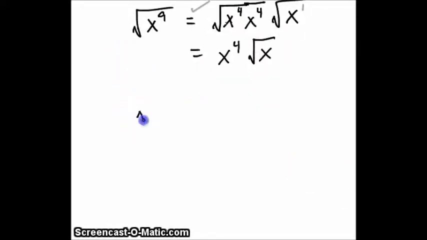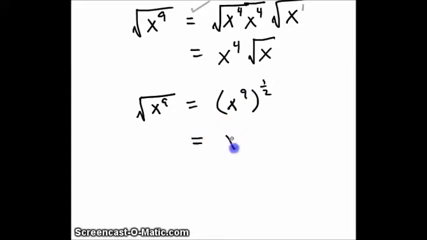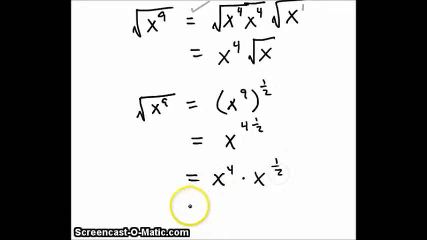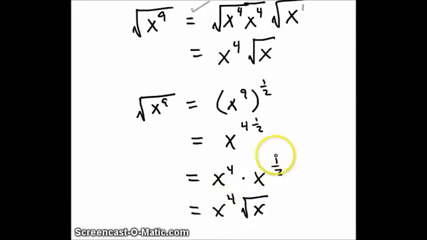Again, another way that I could look at it is that the square root of x to the 9th power is the same thing as the 1/2 power of x to the 9th power. When I simplify that, I get x to the 4.5 power. That's x to the 4th power times x to the 1/2 power, and this is equal to x to the 4th times the square root of x. I'm just transferring this x to the 1/2 power into this square root symbol right here.